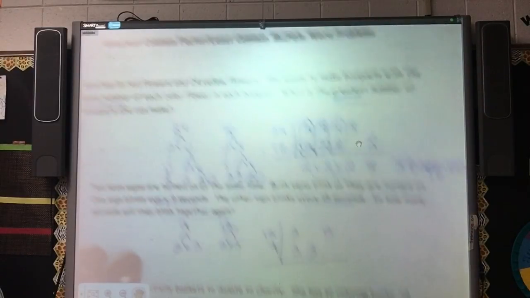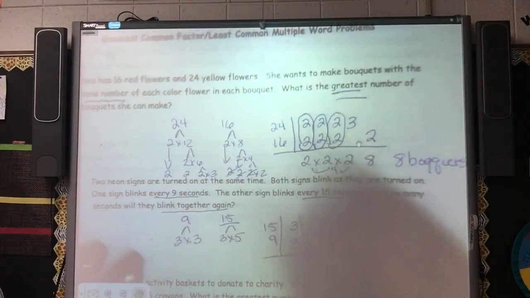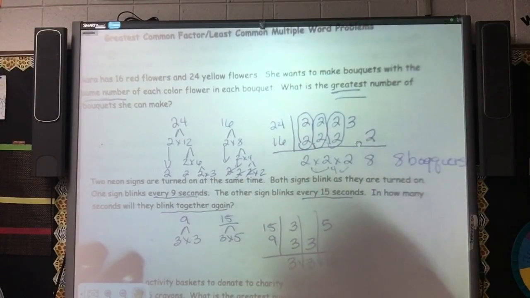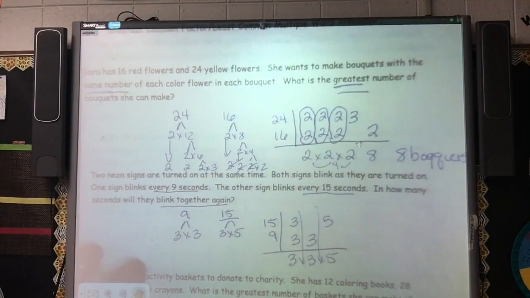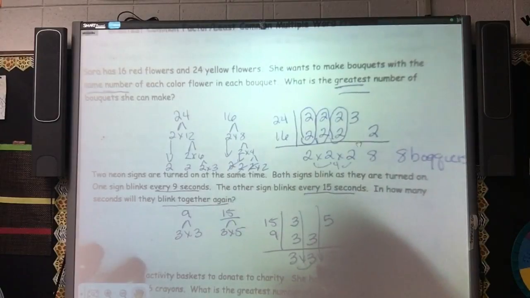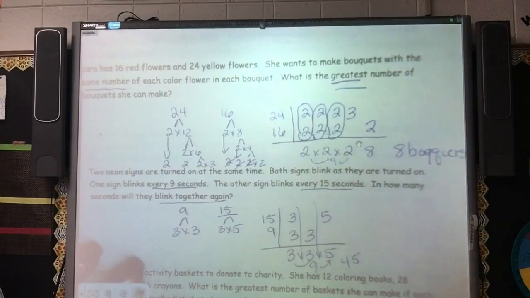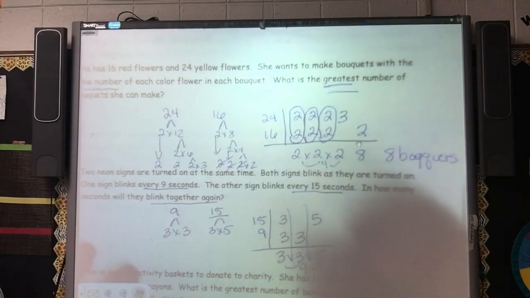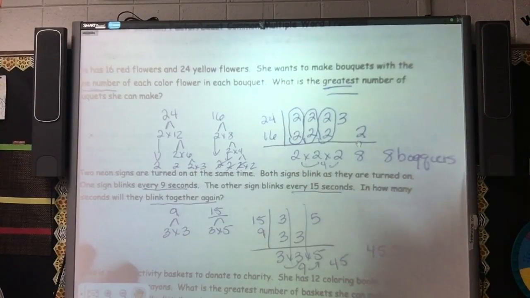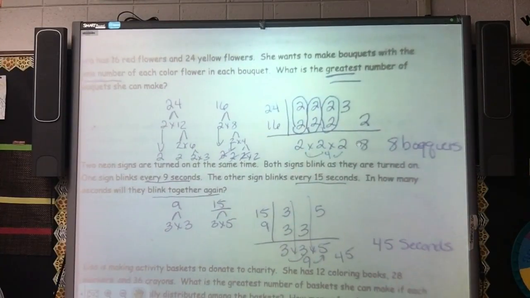Now, least common multiple, love to multiply columns, right? So 3 times 5. Least common multiple, we multiply 1 from each column. Doesn't matter, even if they're a pair, same house, 1 invitation to the party. So 3 times 3 is 9. 9 times 5 is 45. So in how many seconds will they blink together again? 45 seconds.